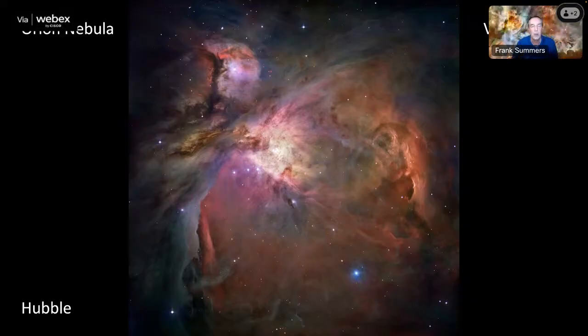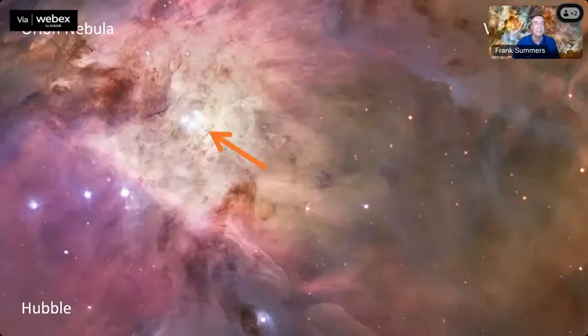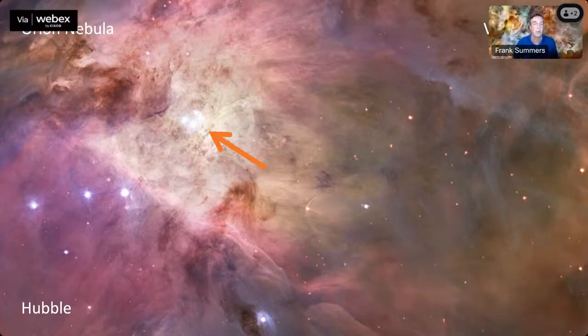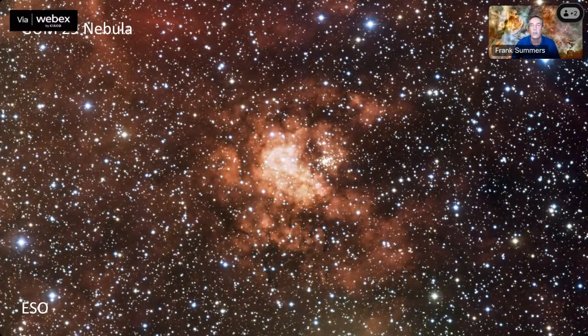That's one of the important things to understand. It doesn't take a huge cluster of stars to heat a star forming region. Just a few very massive stars does it. Here's another star forming region. This is called the GUM-29 Nebula.